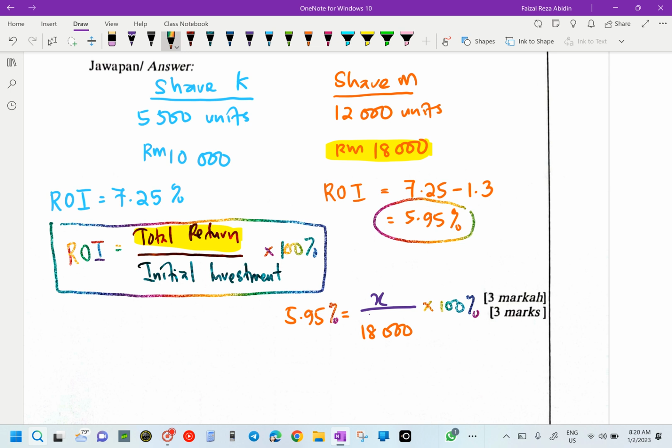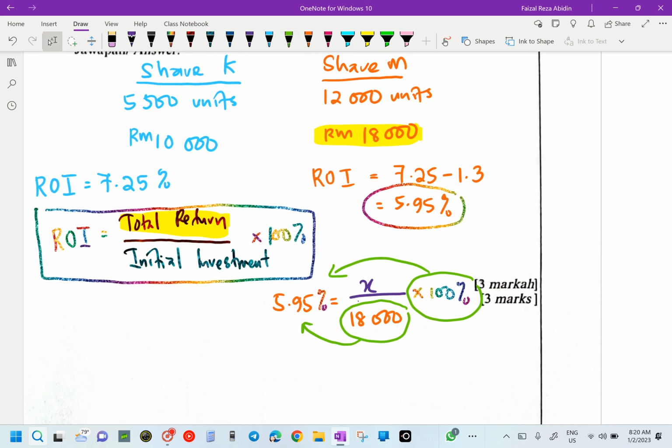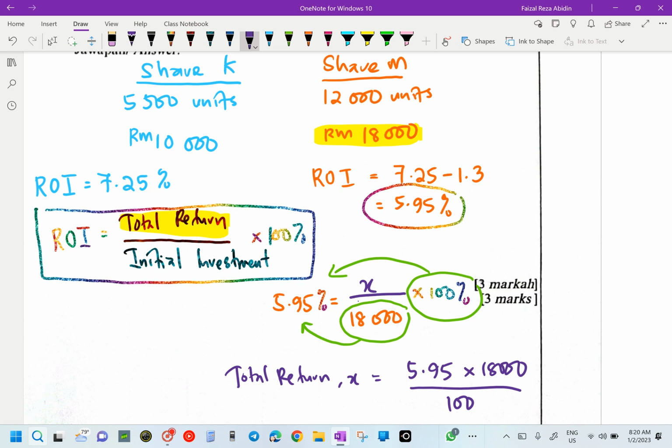So what should I do over here? We are going to bring 18,000 to the left side, divide, times 100, bring to the left side, divide. So your total return, which I put as X, for share M is going to be 5.95 times 18,000 divided by 100. So 0.